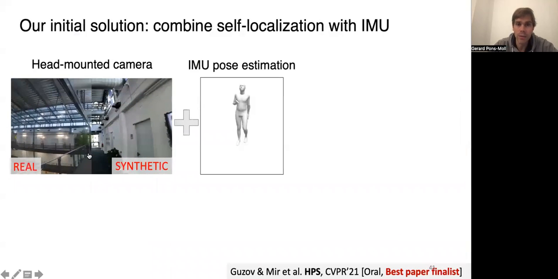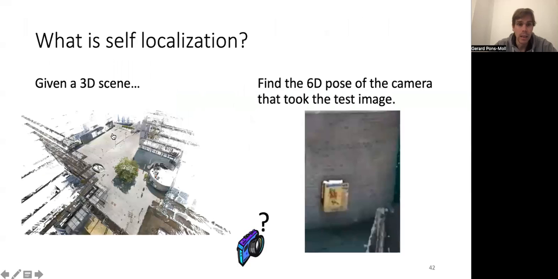What I'm showing you here, if you've never seen this, requires explanation. On the left, you see a real image. On the right, you see a synthetic image. Essentially, we have a 3D environment, and the synthetic image is the rendering of this environment as seen from our estimated camera pose, the camera pose of the head of the person. If the real and the synthetic match, as is the case here, it means that we have estimated the camera well. This is solved using visual localization or self-localization.